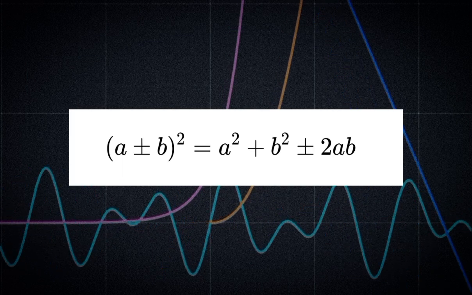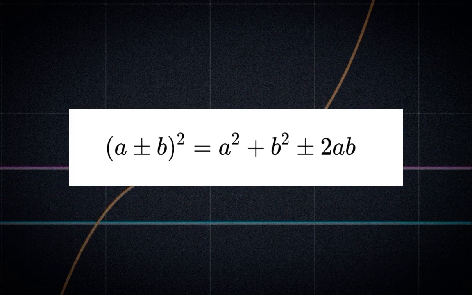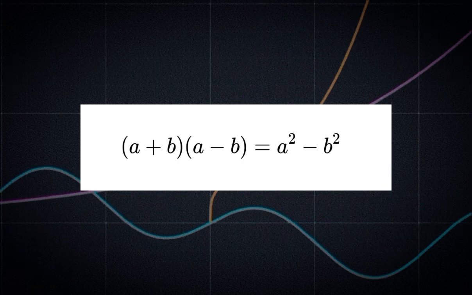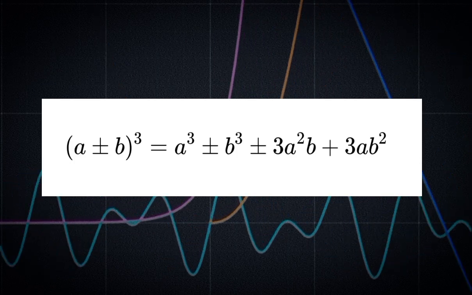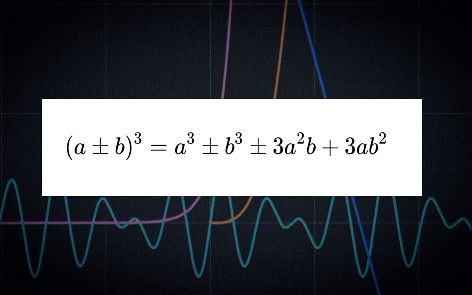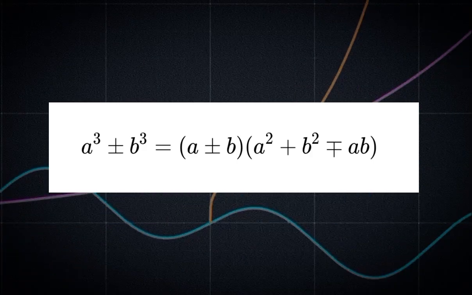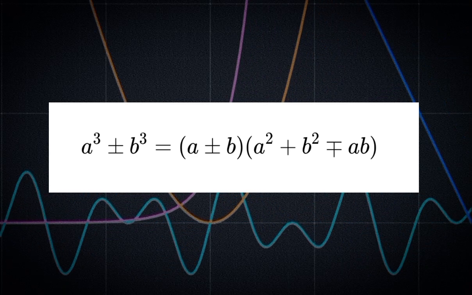Square of sum of A and B, that is, square A plus square B plus 2AB. Sum of A and B times difference of A and B, that is, square A minus square B. Cube of sum of A and B, that is, cube A plus cube B plus 3 times square A times B plus 3 times A times square B. Cube A plus cube B, that is, square A plus square B minus A times B, and that all times sum of A and B.